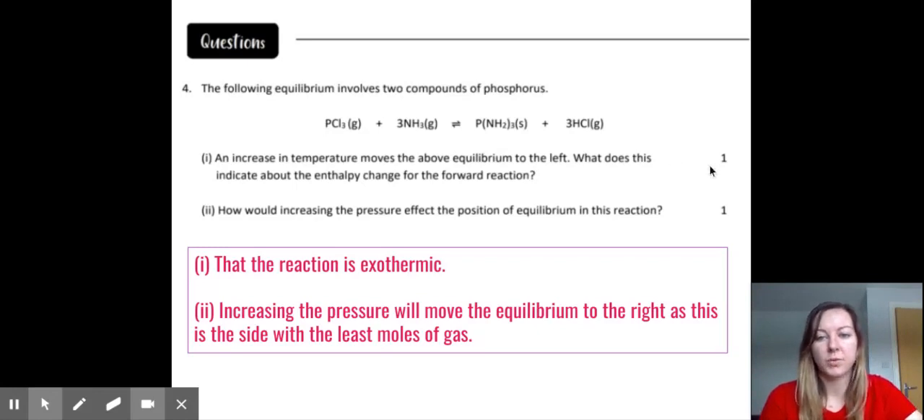Number 2, how would increasing the pressure affect the position of equilibrium in this reaction? Well, we have 3 gases and 1 solid, so let's ignore the solid. And let's count the number of moles of gases on each side. So we have 4 moles of gases on the left and 3 moles on the right. So if we increase the pressure, remember this will move the equilibrium to the side of the reaction with the fewest number of moles of gas. In this scenario, that is the right-hand side or the product side.